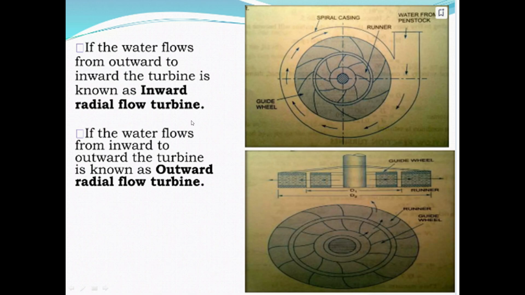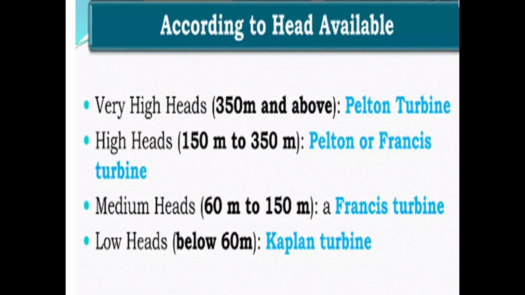You can also call them the inward radial flow reaction turbine and the outward radial flow reaction turbine, because as I told you already, reaction turbines are those where a pressure difference develops between the outer chamber and the inner chamber, and based on that the turbine rotates. So this is the inward radial flow reaction turbine, and this is the outward radial flow reaction turbine. Hope you are understanding, students.